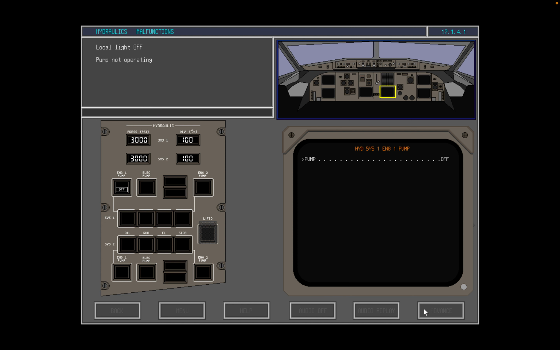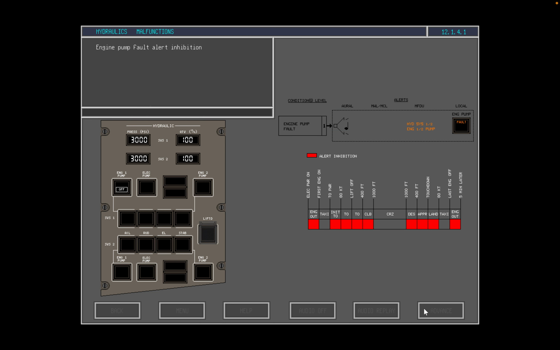The local light switches to off, indicating that the associated pump is not operating. Note that hydraulic fluid remains in the inoperative pump for cooling and lubrication purposes, and that no status messages at the MFDU are generated for this alert. Engine pump fault alerts are inhibited during certain flight phases, as detailed in the alert diagram.